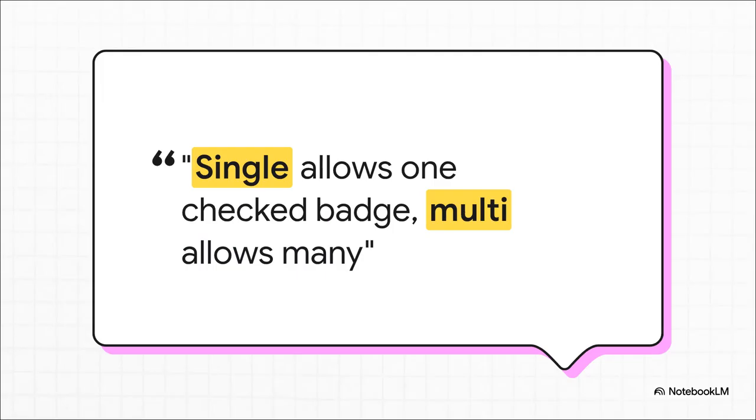Simple. And you know, this quote from the docs just nails it. Single allows one checked badge, multi allows many. It really highlights just how simple this is. You just have this one property, badge selection mode, and that's it. You flip that one setting and boom, you've completely changed how it works. It goes from being like a radio group to a checkbox group instantly.